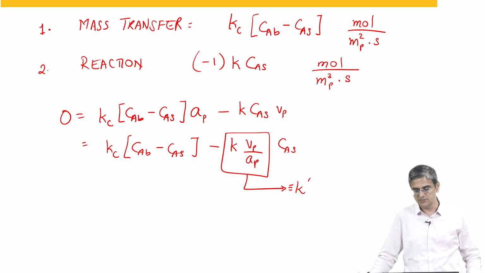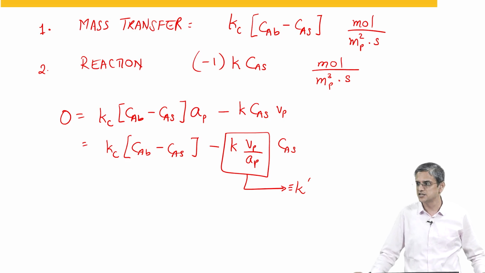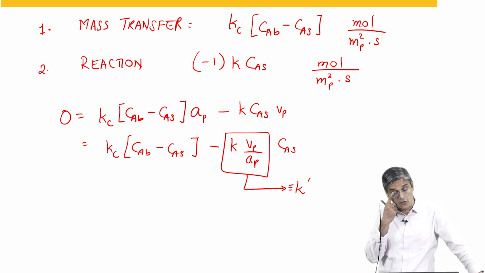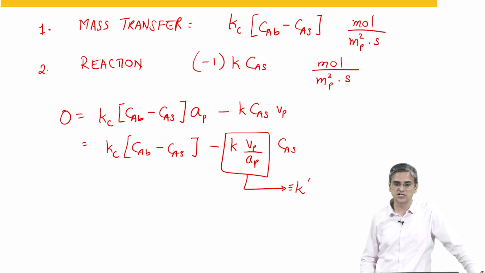Always remember, mass transfer rate is per meter square of area, reaction rate could be per meter square of area, per meter cube of particle, or per kg of particle. So mass transfer rate will always be multiplied by the surface area. Reaction rate, if it is in R, it is multiplied by the volume. If it is R dash, it is multiplied by surface area. If it is R double dash, it is multiplied by the mass. And then you can do those comparisons.